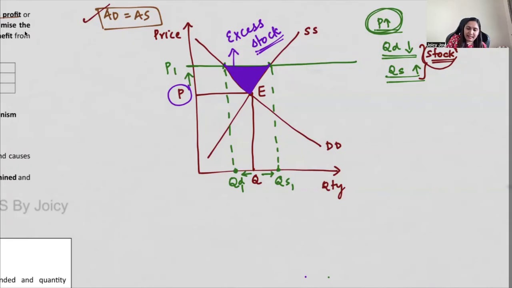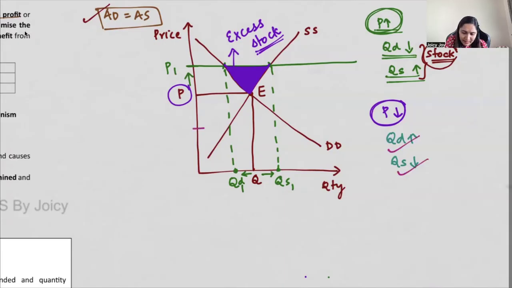Now let's take the second case, that is a decrease in the prices. We know that when there is a decrease in the prices, quantity demanded would increase and quantity supplied would decrease. This is what normally happens. So when there is a decrease in the prices, quantity demanded increases and quantity supplied reduces.